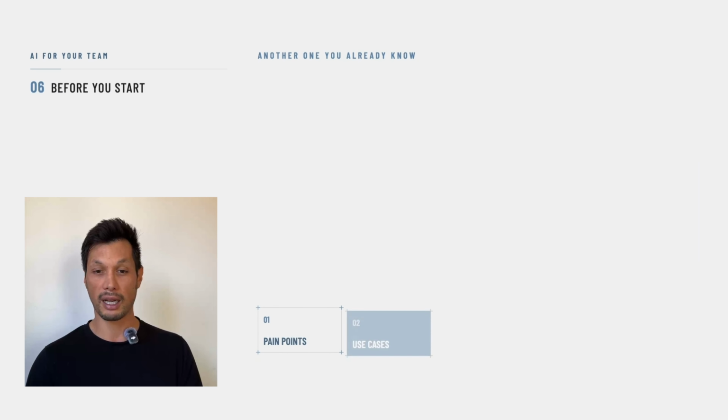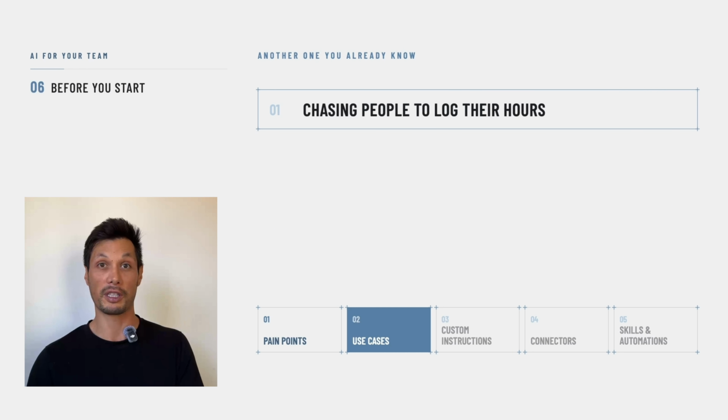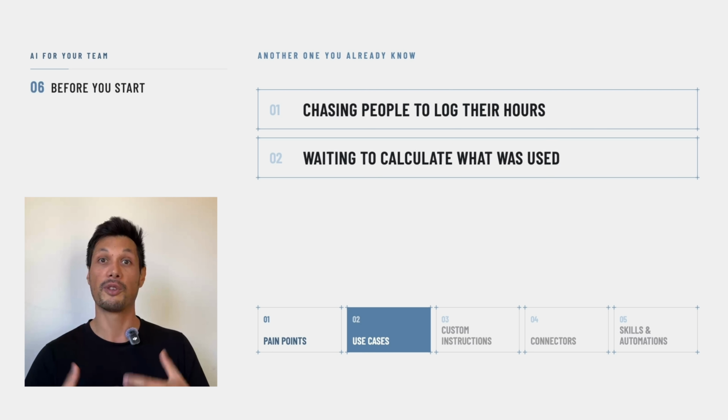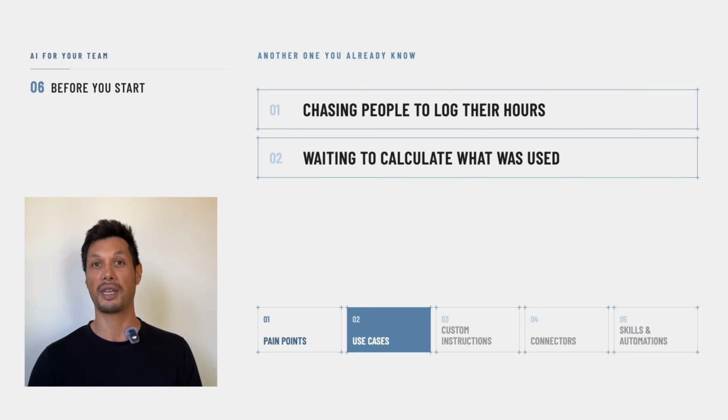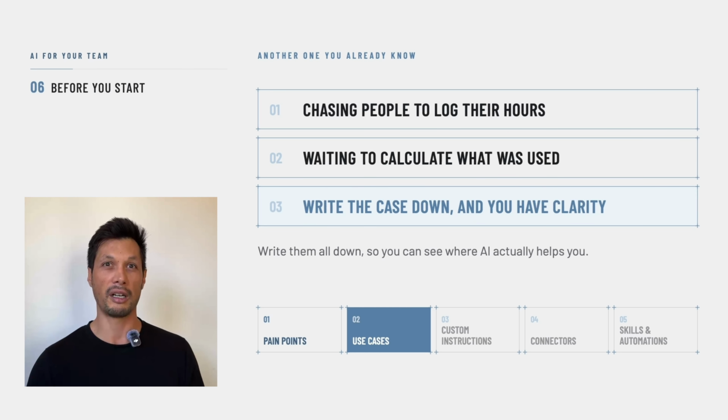Or you write down a case that you realize you spent a lot of time, for example, chasing tradies to log their hours, for you to calculate how much experience they have. Of those cases, you actually want to write them down so you have clarity to understand where AI can help you.